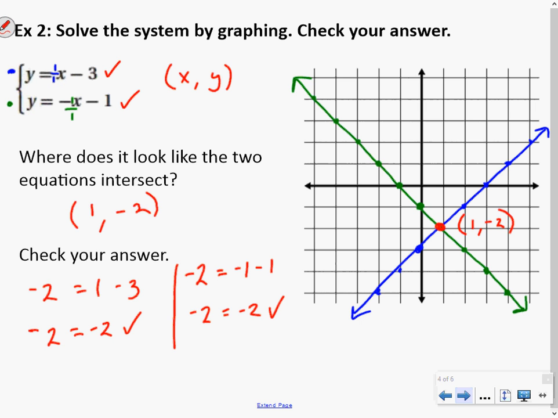So this point that we found, that intersection point of the two lines, the point 1, -2, is the solution to my system of equations. Okay? It's the only point that is going to make both of my equations true, because it's the only point that these two lines have in common. It's the only place where they're actually touching, where they're intersecting. So that's where we find the solutions to a system of equations.